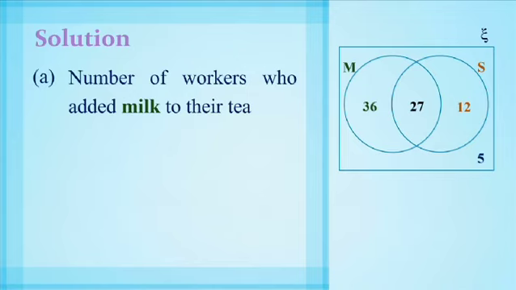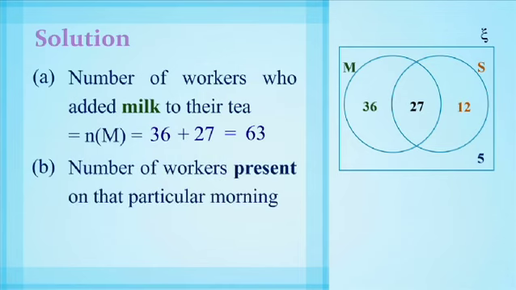Part A. Number of workers who added milk to their tea. All workers inside the set M, that is, all the elements that belong to the set M. From the Venn diagram, we see that the cardinal numbers 36 and 27 are inside the set M. We add them up to get 63. The number of elements in the set M is 63.